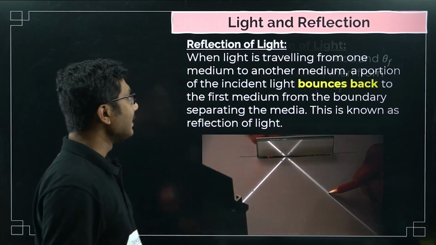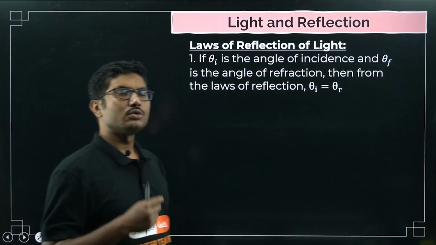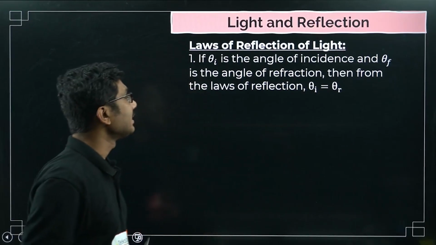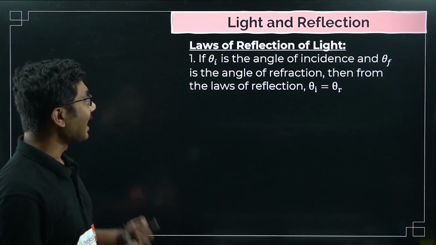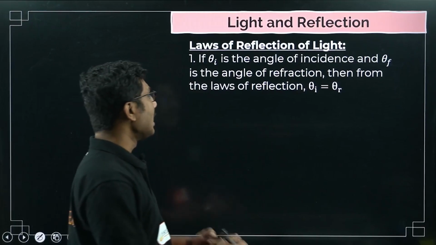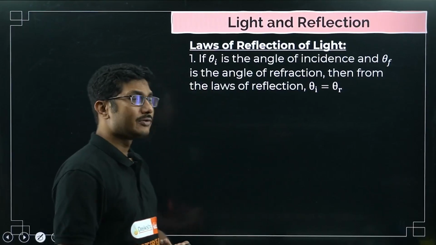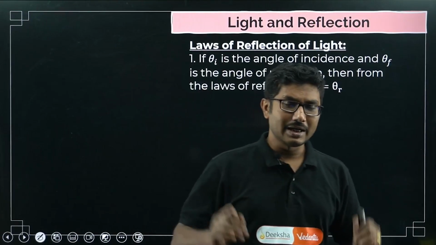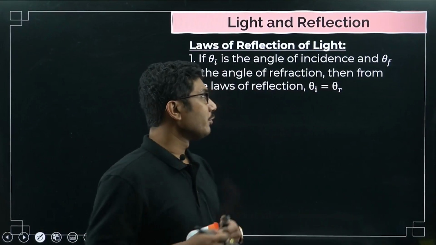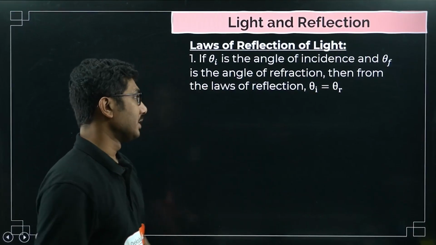Now this reflection obeys two laws. What are those two laws? The first law of reflection: theta I is the angle of incidence and theta r is the angle of reflection. Then from the laws of reflection we know theta I equals theta r. We already learned about this, so I am doing it a little faster compared to other concepts. These are already known to us, right?